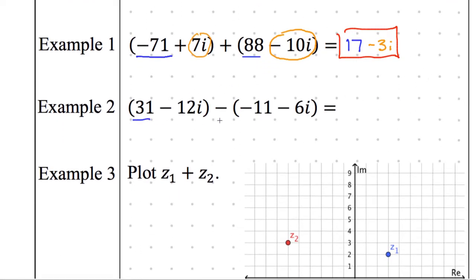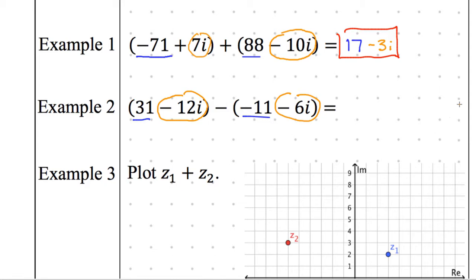Again, we have reals, and we have imaginaries and imaginaries. So here's my, I got some lag again, imaginary and imaginary. And be careful about that negative. You should know how to do this problem. I want you to pause the video right now and then work on example 2 and then play the video once you're ready to check your answer.